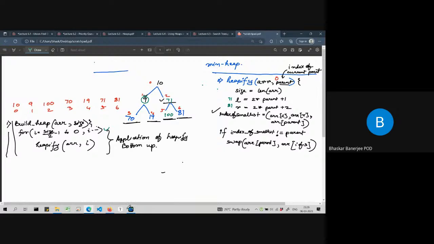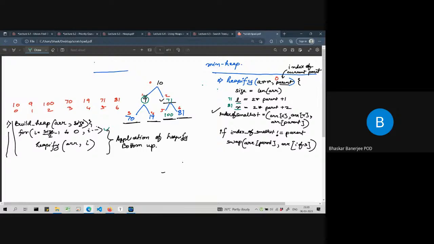Okay, so after that, what happens? Apply heapify. Oh, size by 2 is not required here. The length of the array is the total length. Exactly. So there is a boundary condition. When you check for arr of this smallest thing, you have to check the boundary condition of whether it is less than the length. Let's say you are considering this left child and right child. In this case 71 has two children, but let's say 71 had only 100 as one child, that is also a heap.